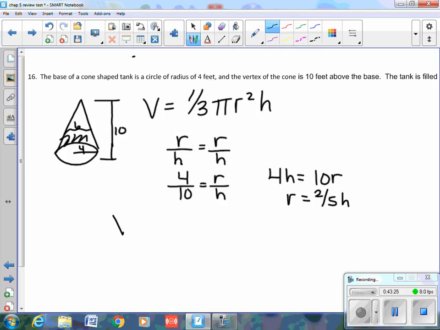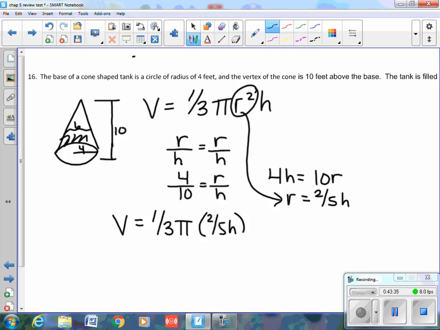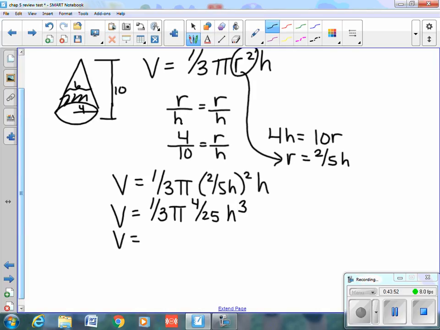Again, leave it as V equals 1/3 pi. In place of this r squared, you're going to substitute 2/5 h in there squared times h. V equals 1/3 pi over 4/25 h to the third power. Still have not found my derivative yet. V equals 4 over 75 pi h cubed.